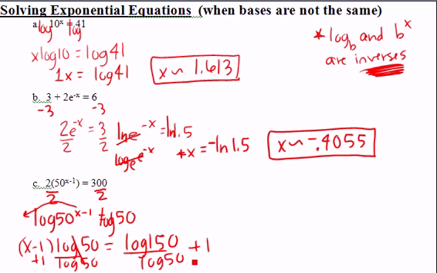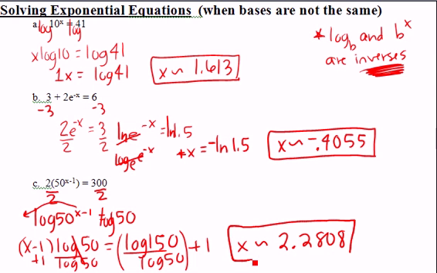Now, if you evaluate this in your calculator, the log of 150 divided by the log of 50, and add 1, you're going to get x, which is approximately another irrational answer. It will be 2.2808. Again, you could check that answer by plugging it in. x is approximately 2.2808.